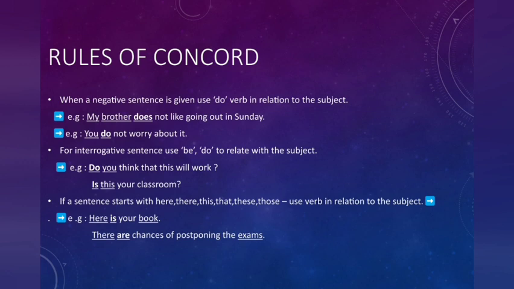So for interrogative sentences, you are using be verbs like is or was, and do verbs like do or does, in relation to the subject. For example, do you think that this will work? So see here, the subject is you, which takes a plural verb, so we are using the plural verb do here.